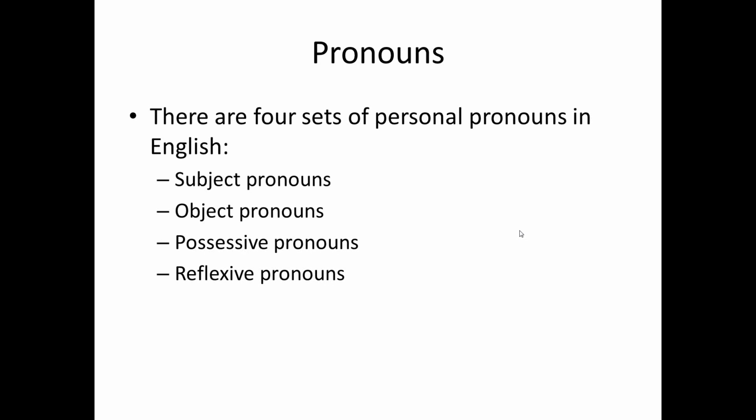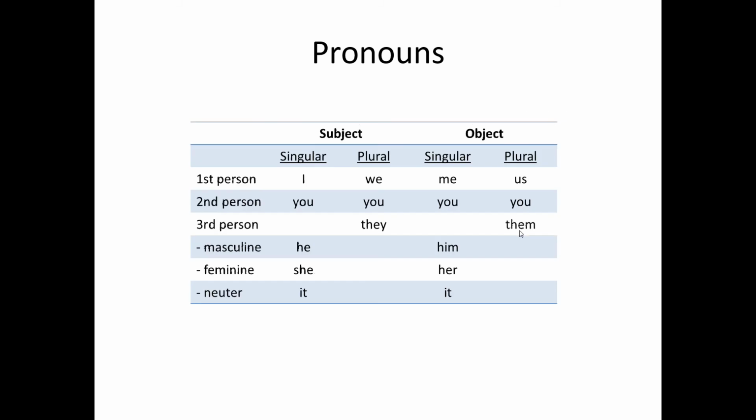There are four sets of personal pronouns in English: subject pronouns, object pronouns, possessive pronouns, and reflexive pronouns. Let's start by looking at the subject and object pronouns. You can see the forms here in the table.